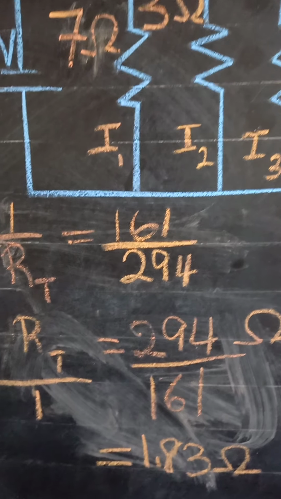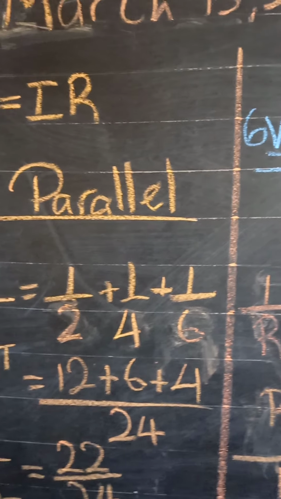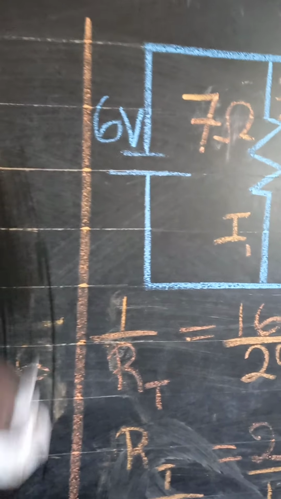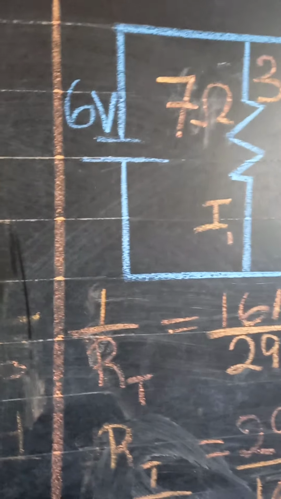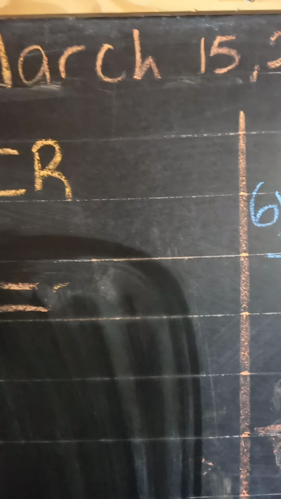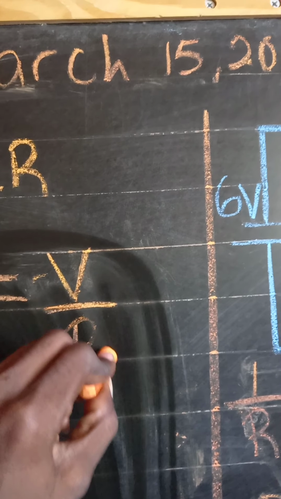Now that we have the total resistance, we can quickly use Ohm's law in order to get the total current. According to Ohm's law, total voltage is equal to total current times total resistance. We have the total voltage and the total resistance, so we can find the total current, which is equal to voltage over resistance.